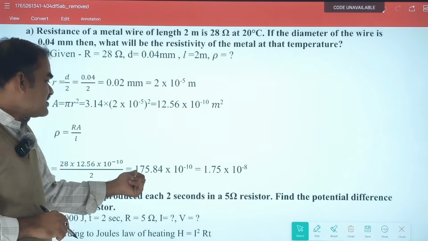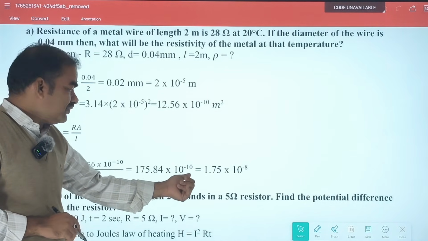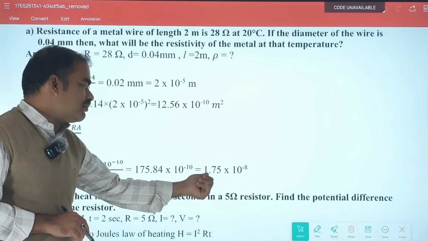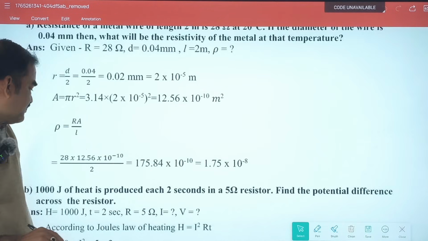So this gives 175.84 into 10 to the power minus 10. We'll convert it, we'll bring the decimal here. So plus 2 will be there, and 1.75 into 10 to the power minus 8 will be the resistivity.